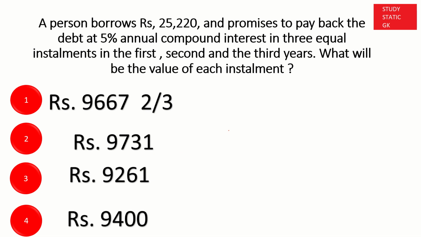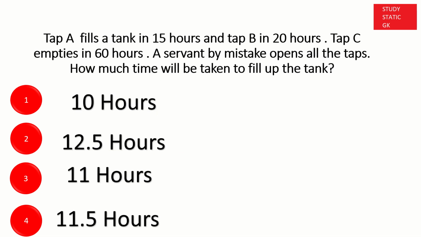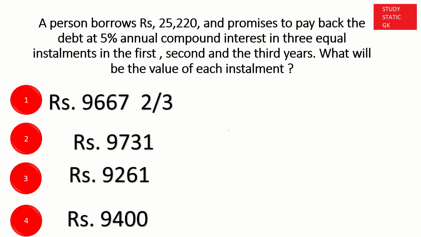Okay, a person borrows rupees 25,220 and promises to pay back the debt at 5% annual compound interest in 3 equal installments in the first, second, and third years. What will be the value of each installment?